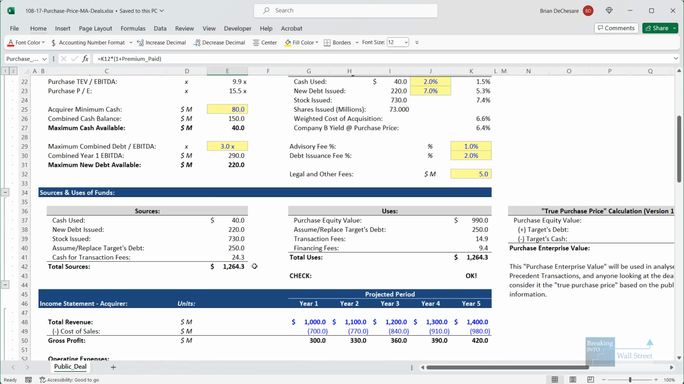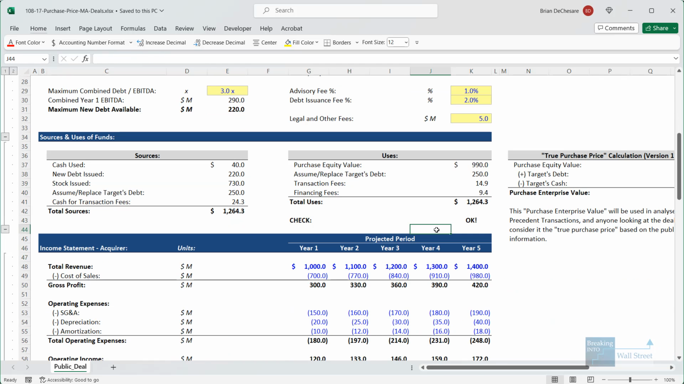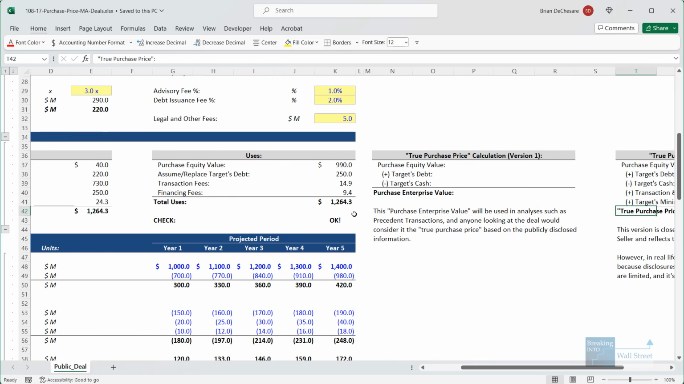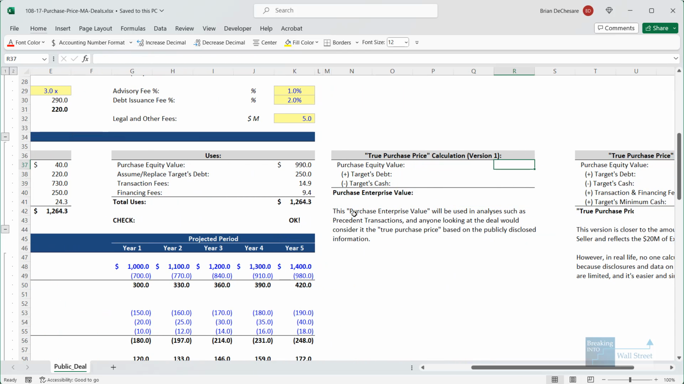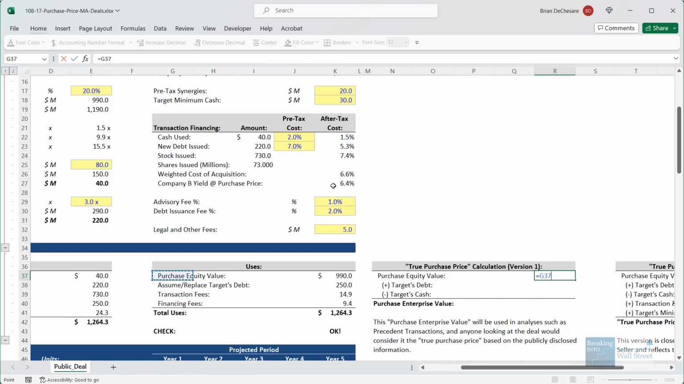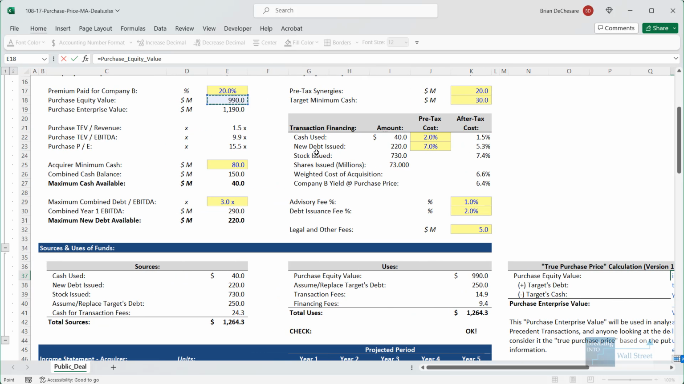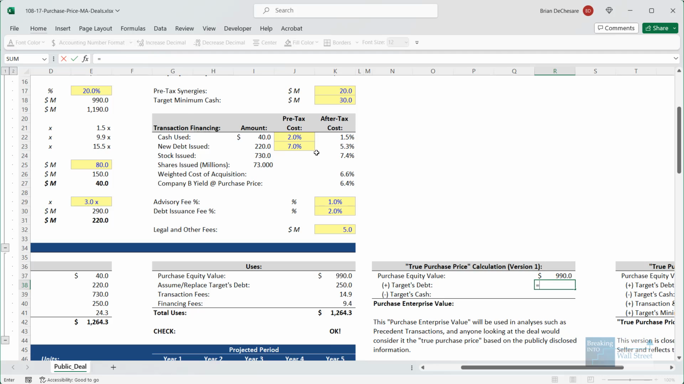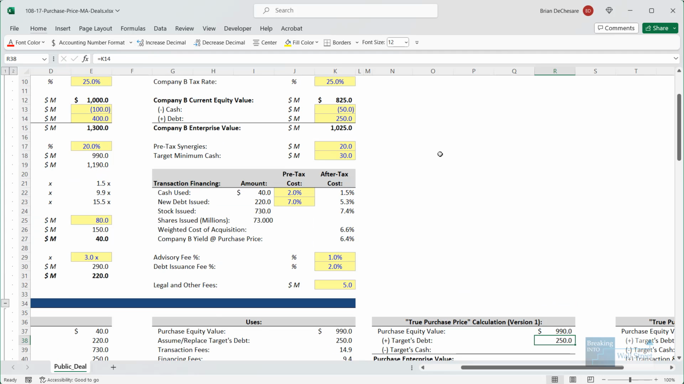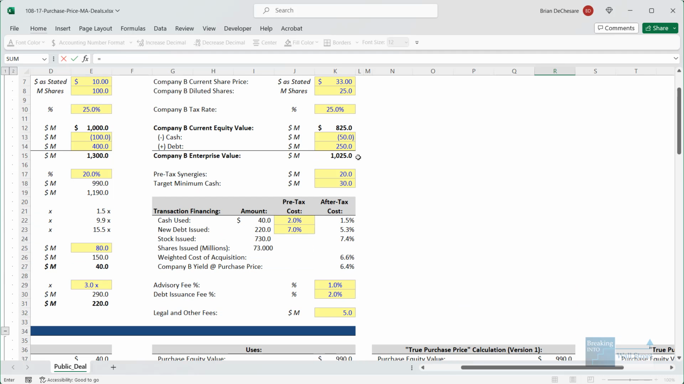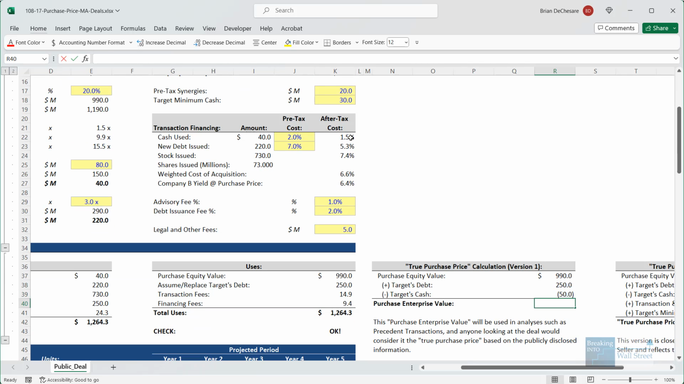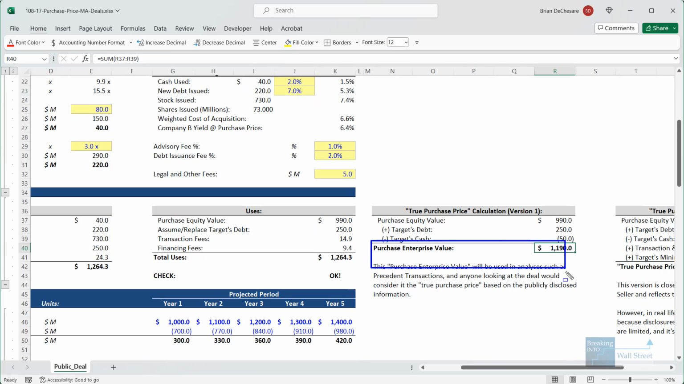Let's go back to the same model. You can see the sources and uses schedule down here. And if you looked at this and you wanted to calculate the true purchase price, you would start by taking the purchase equity value right up here at the top, the 990 million, and then you would add the target's debt right here, and then you would subtract the target's cash right here, and then you would add up all these, and this just gives you the purchase enterprise value.